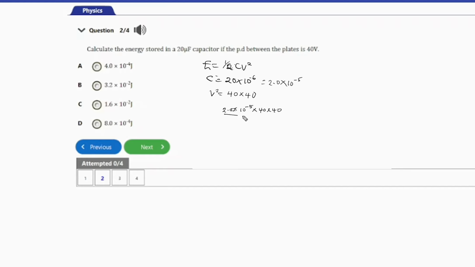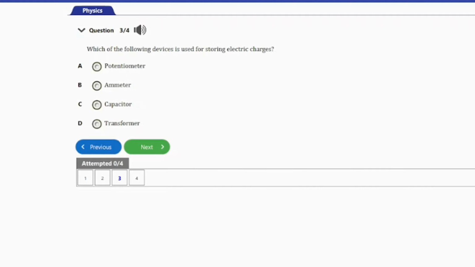So guys, here if you calculate this, we're going to get 1.6 times 10 to the power of negative 2, and that's it for this question. So let's go ahead and check out the next question, guys. So that's question number 3 here.